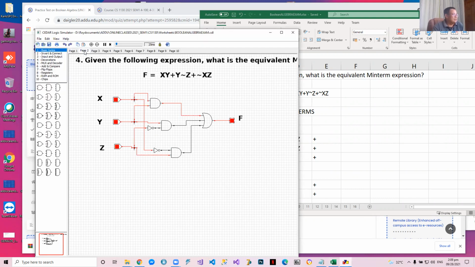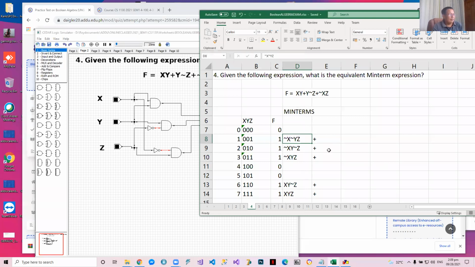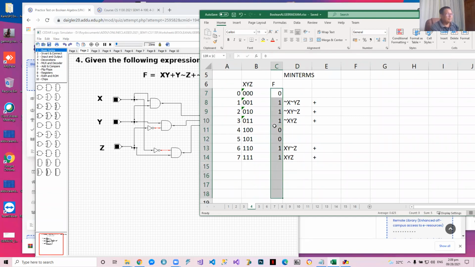So we are forced to create this in Cedar Logic. So here is page 2. This is problem number 4. I wouldn't redraw this again because I've shown you how to draw it. So we have X, Y, Z. This is X and Y. This is Y and not of Z. And this is not of X and Z. And we OR them together. We have F.